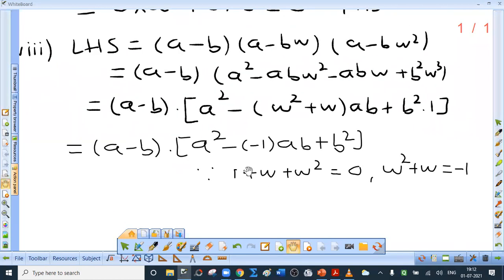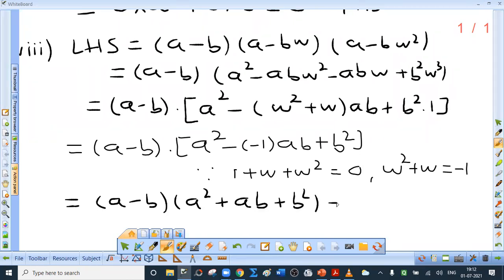Okay. So this is now a minus b, a square plus ab plus b square. These are the factors of a cube minus b cube, which is nothing but the right hand side.